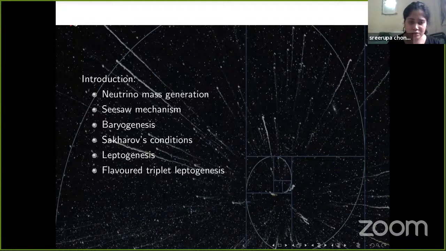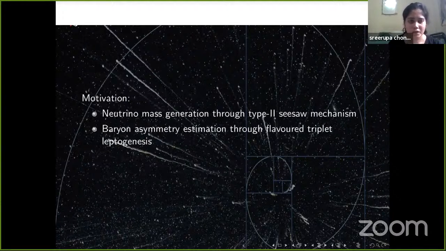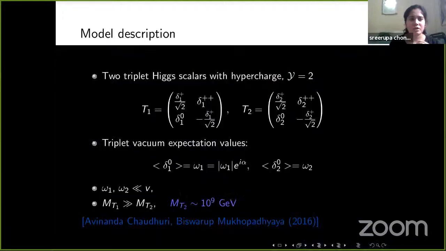Also, in case of triplet scalar decays, it interacts with charged bileptons, and those leptons commonly belong to different flavor generations. That is one very important reason why we need to consider flavored leptogenesis in case of triplets. So the motivation of our work is to explain the neutrino mass generation through type 2 seesaw mechanism, and also to estimate baryon asymmetry through flavored triplet leptogenesis. I will first describe the model.